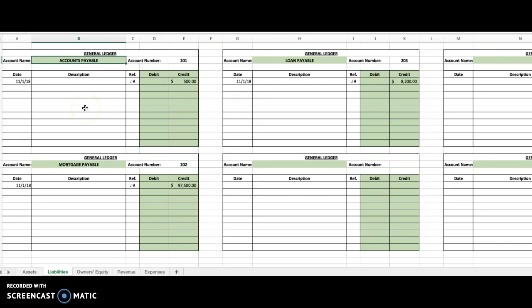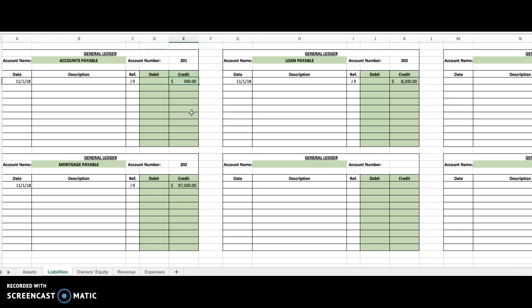Up here, an account title, accounts payable, and liabilities typically begin with a number 2. So accounts payable is typically the first one shown, and in this case, 201 is the account number. And you see in this account a credit balance. Hopefully you know that liabilities show increases on the credit side. So this tells us that we owe $500.